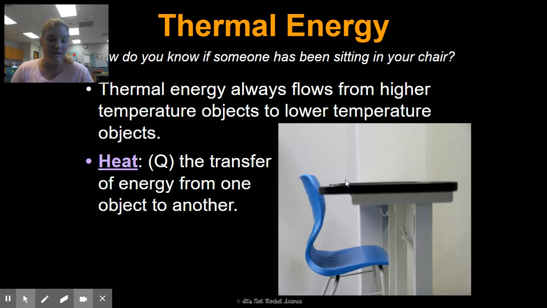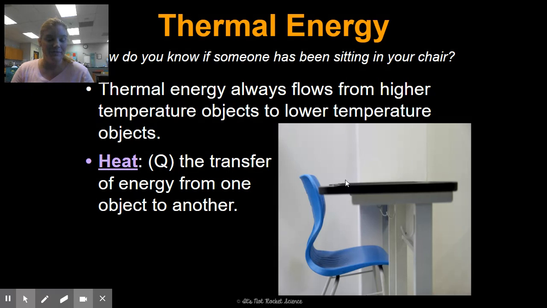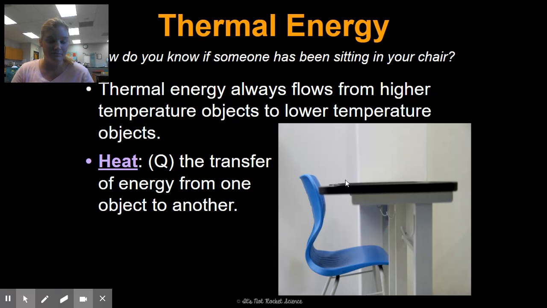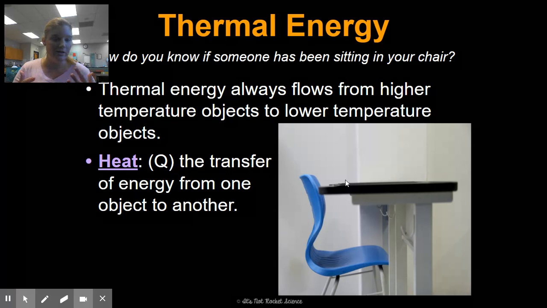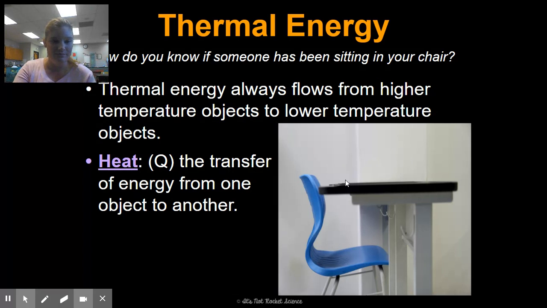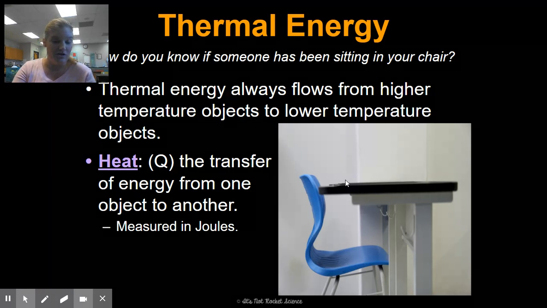So heat is represented with a capital Q, which doesn't make a lot of sense in English, but in other languages it does. And that's the transfer of energy from one object to another. So when we say something is hot or has heat to it, it's just the energy coming off of that object and going to something else. So like a fire has a lot of heat to it, and you know that it has heat because it's putting off that energy from it to you. And it's measured in joules because it's just another type of energy.